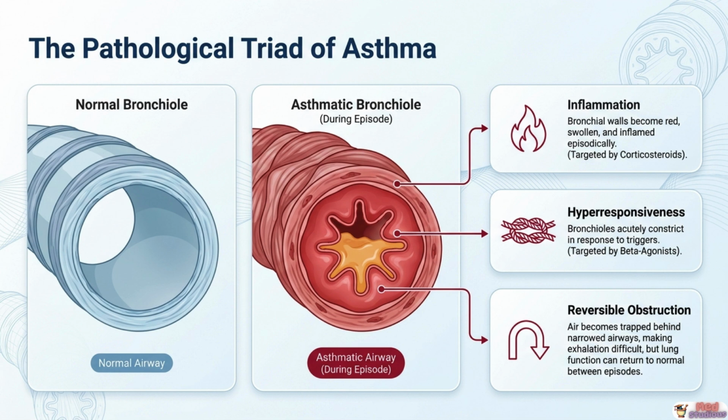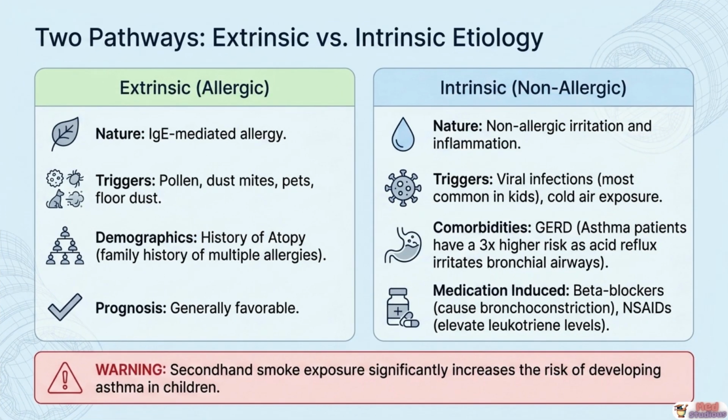Remember them always. Now that we understand the pathology, let's explore the two major etiological pathways that lead to asthma, because knowing which type your patient has shapes both their trigger avoidance and treatment strategy. The first is extrinsic or allergic asthma. This is IgE mediated. The patient typically has a personal or family history of atopy, meaning multiple allergies, eczema, or hay fever. Classic triggers are environmental allergens like pollen, dust mites, pet dander, and floor dust. The prognosis is generally favorable.